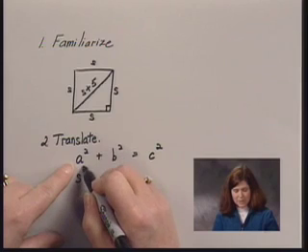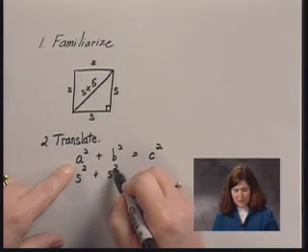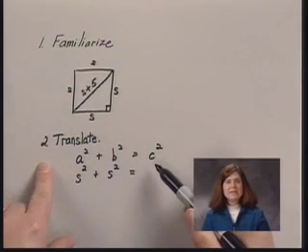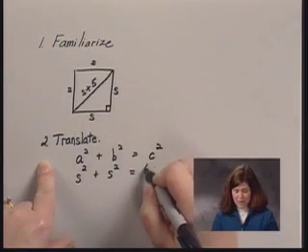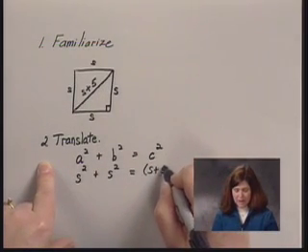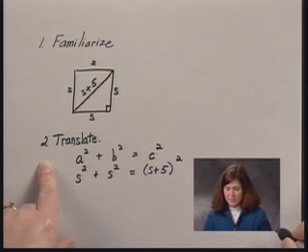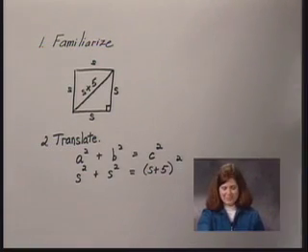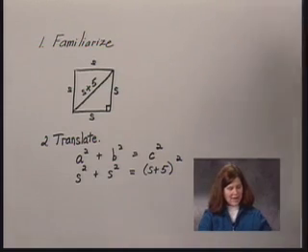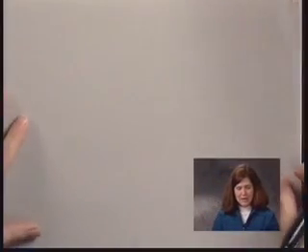So I can write s squared plus s squared. Since c is the hypotenuse, it has length s plus 5. So I write s plus 5 squared. And I have an equation that I can solve. And I'll solve that on another piece of paper.